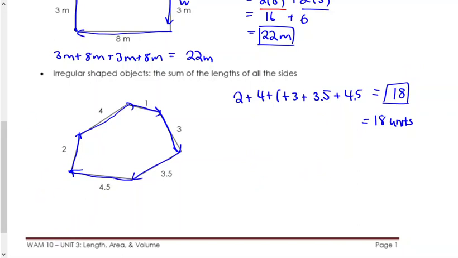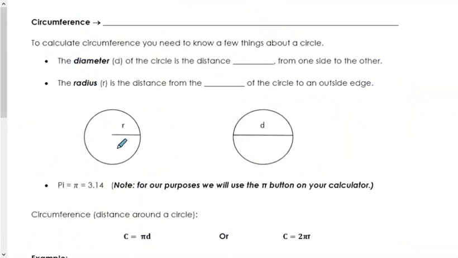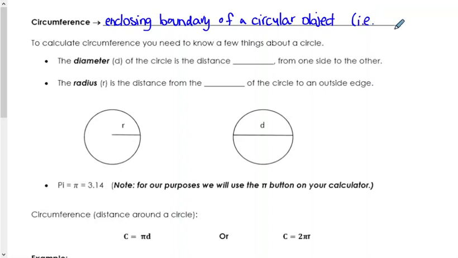Okay, next page. Circumference. So all circumference is just the perimeter of a circle, basically. So it's our enclosing boundary of a circular object. In other words, the perimeter of a circle.